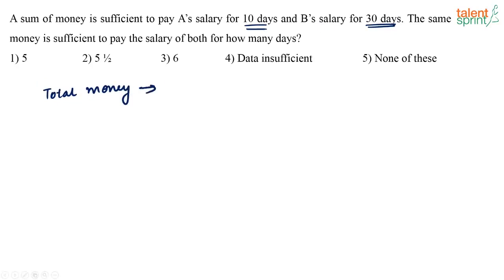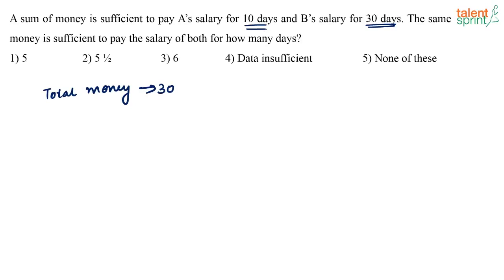Or you can even take it as 30, something common. Or you can find out the LCM of 10 and 30, take it as 30 or 300, anything which will be divisible by both these numbers. Any number which is divisible by 10 and 30, you can take that as the total money. Here I have considered the LCM. What is the LCM of 10 and 30?